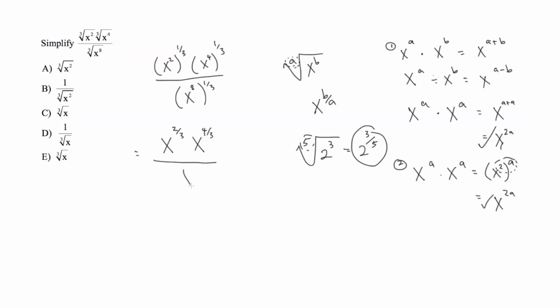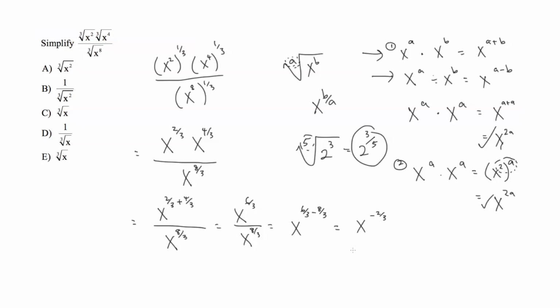On the denominator, we have x to the 8/3. From here now, we're going to use this rule where we keep the base and we add the exponents. So we have x to the 2/3 plus 4/3. On the denominator, we have x to the 8/3, which gives us x to the 6/3 divided by x to the 8/3. And finally, we use the second rule where we subtract the exponents since we're dividing. We keep the base as it is, and we have x to the 6/3 minus 8/3 to give us x to the negative 2/3.